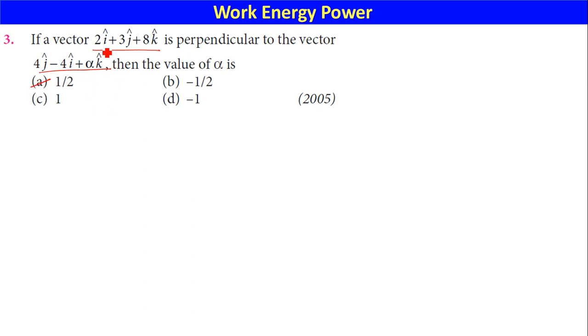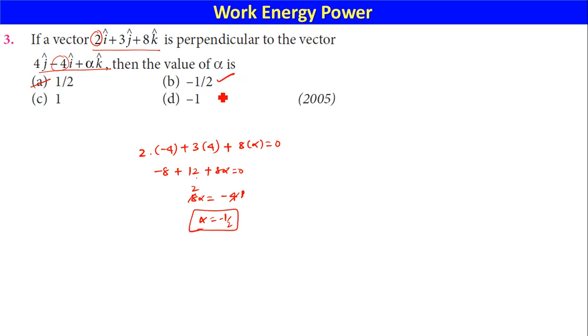Let us check it. Two vectors are perpendicular to each other. That means their dot product is supposed to be 0. So take the x component of the first vector and the x component of the second vector. So 2 into minus 4 plus 3 into plus 4 and then 8 into alpha is equal to 0. Minus 8 plus 12 plus 8 alpha is equal to 0. 12 minus 8 is 4, so 8 alpha is equal to minus 4. So alpha is equal to minus 1 by 2.